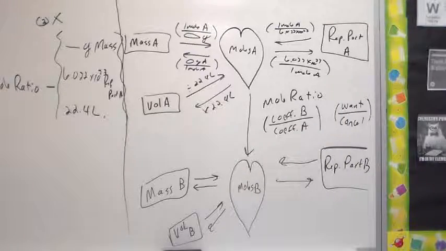The mole ratio is a ratio of the coefficients of the substance that I want divided by the coefficient of the substance that I started with. The coefficients come from a balanced chemical equation. That gets us to moles of B. From moles of B, anytime we want to determine a quantity outside of our map of moles, such as mass of B, volume of B, or representative particles of B, we will multiply by the special number.